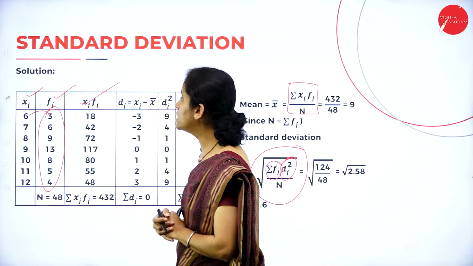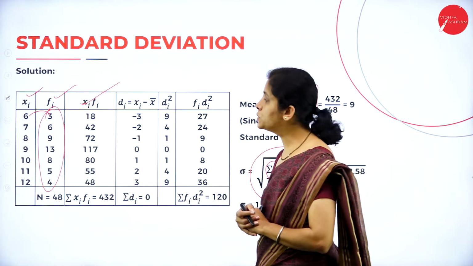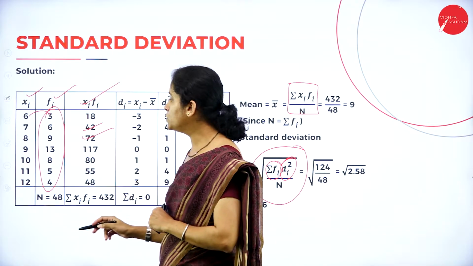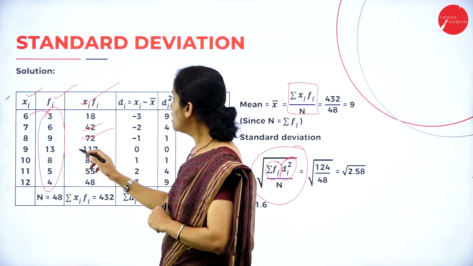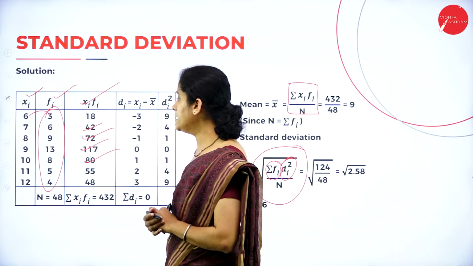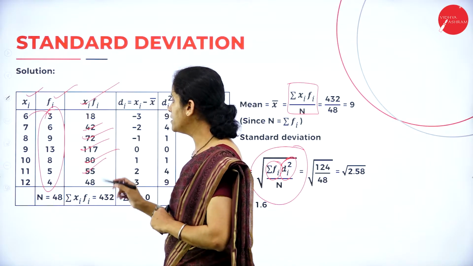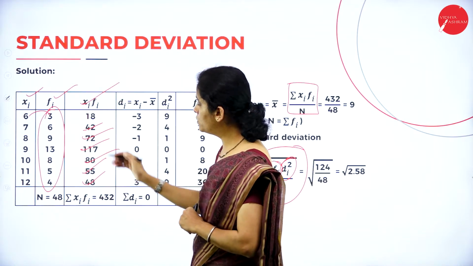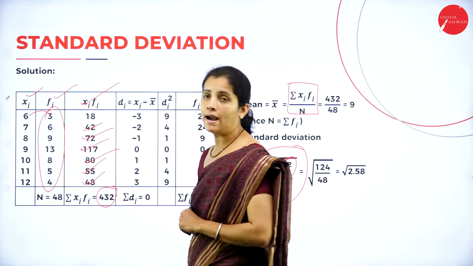6 3s are, it is 18. 7 into 6, it is 42. 8 9s are 72. 9 13s are 117. 10 8s are 80. 11 5s are 55. 12 4s are 48. And I'm going to add all the values.